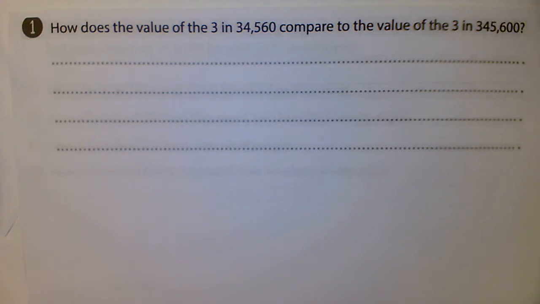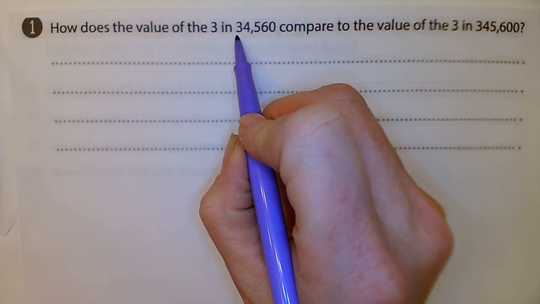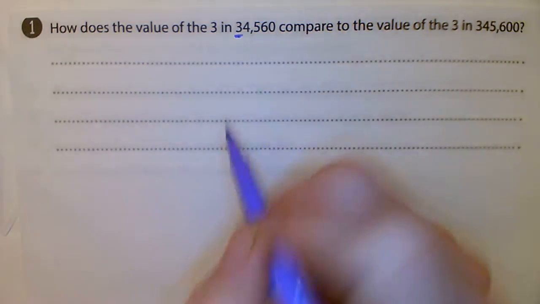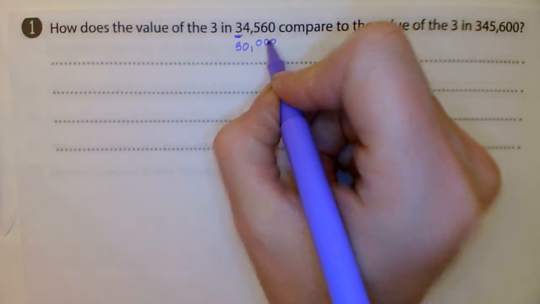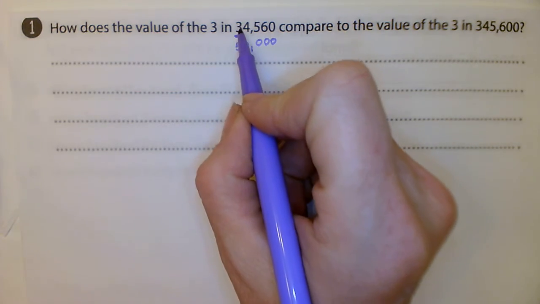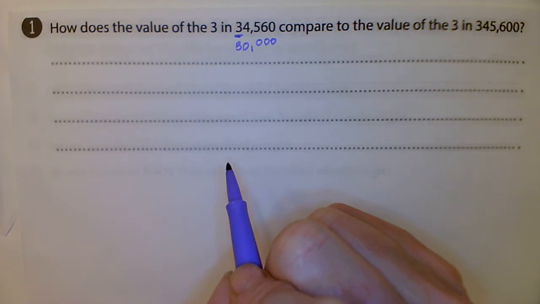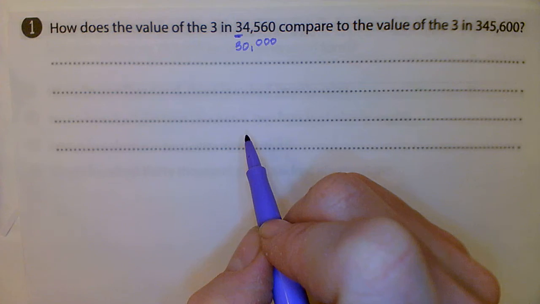So let's take a look at that in this problem specifically. We have the number 3, and here we can see that the 3 is in the 10,000s place. So the value of that 3 would be 30,000. And remember that one way we can look at this is to write the digit that we're interested in and then make everything to the right zeros. Or we could say that we have 3 10,000s, another way of thinking about it.